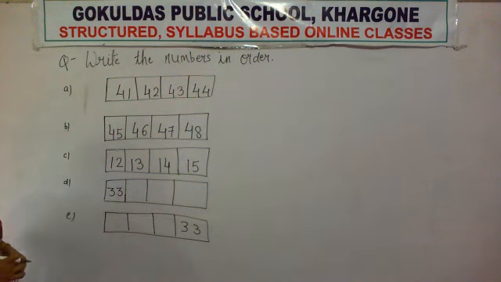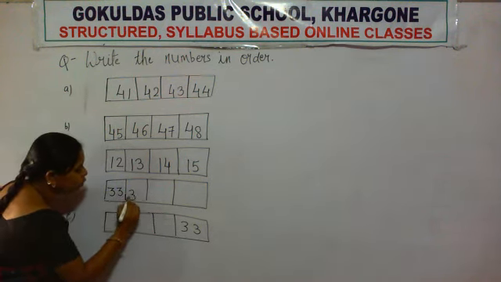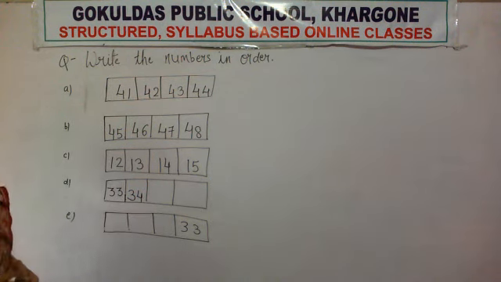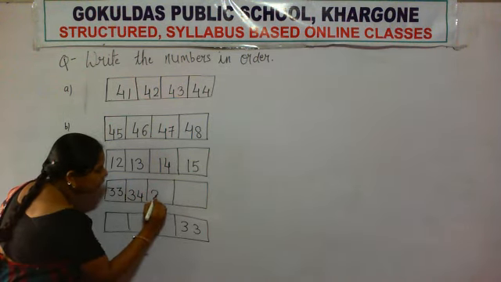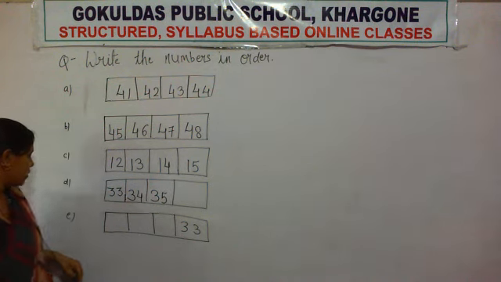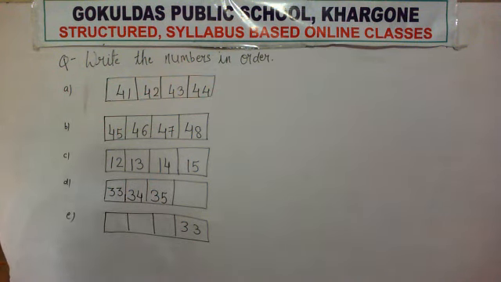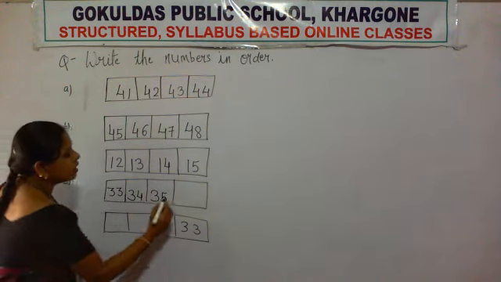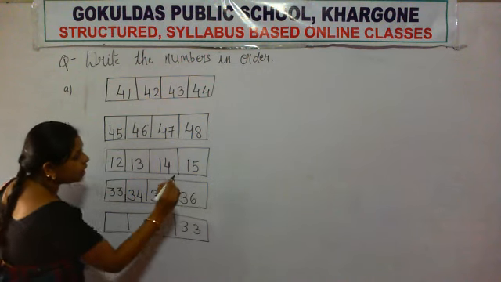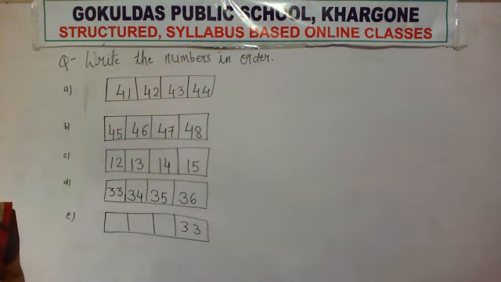So which number will come after 33? 34. The number after 33 is 34. Now which number will come after 34? 35. The number that comes after 34 is 35. And which number will come after 35? 36. Very good. Now copy this question also from the board.